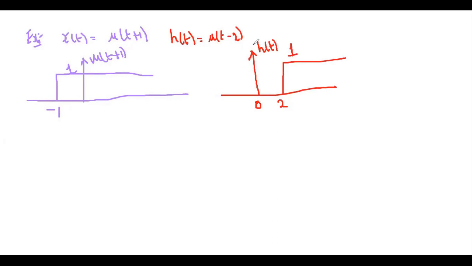Keep h of t the same, or otherwise keep x of t as a fixed value. You can move this by the formula: y of t is equal to the integral from minus infinity to infinity of x of tau h of t minus tau d tau.